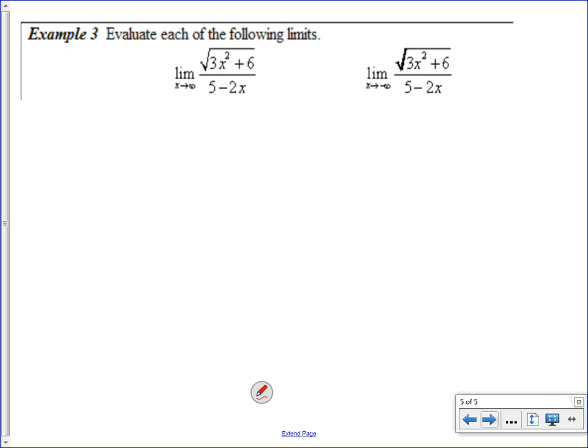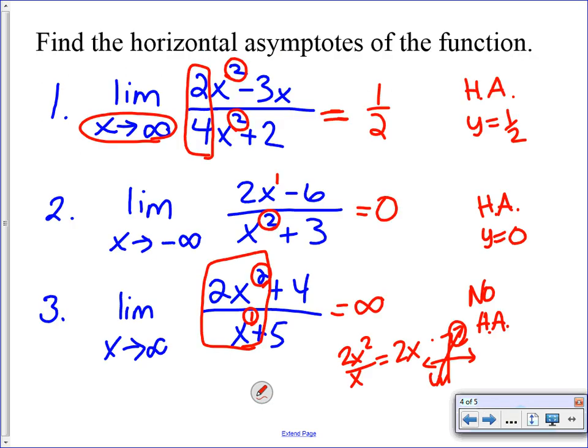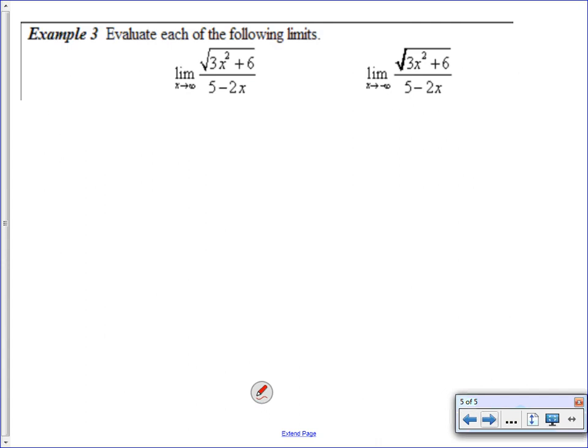All right, now, sometimes you'll run into limit problems like this where you have these square roots, but they're not a whole lot different than what we were doing back here. Remember, your end behavior is determined by the leading term. So, first of all, I'm going to rewrite this a little bit. Our numerator is the square root of 3x squared plus 6, all over, I'm just going to switch those around.